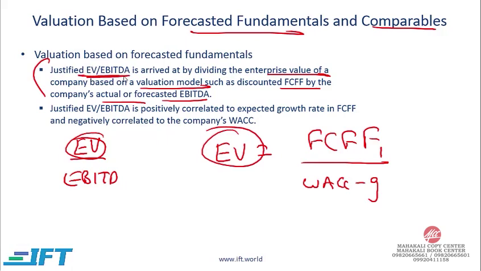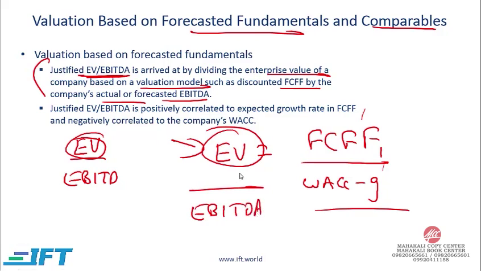So when we talk about the justified multiple based on fundamentals, it is simply this enterprise value that you have calculated using your fundamentals, the FCFF, WACC, G, etc. And then you divide the number that you get by EBITDA. So it is very straightforward. How is this different from taking the market value of debt, market value of equity, and then dividing by EBITDA? That would be the actual multiple based on market prices.